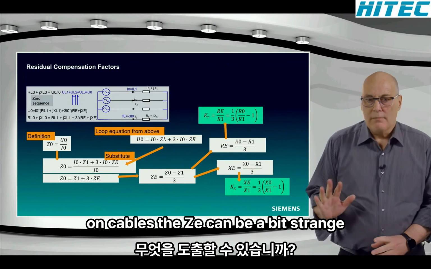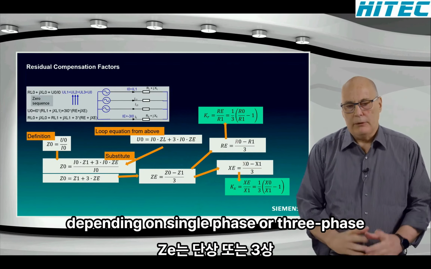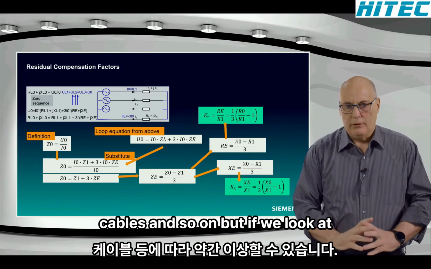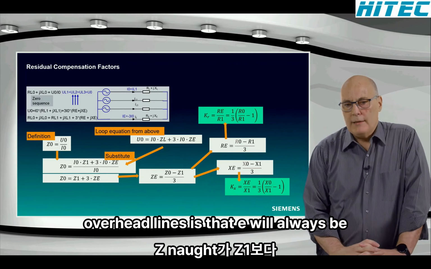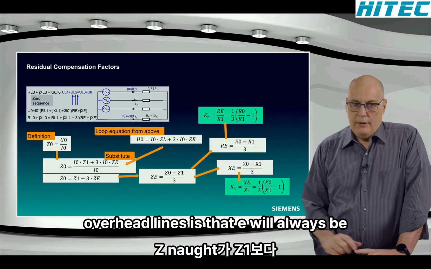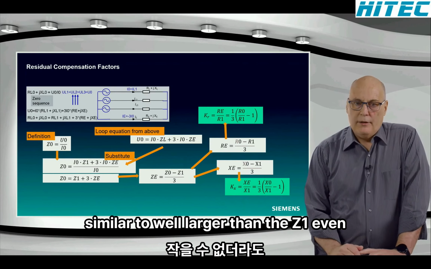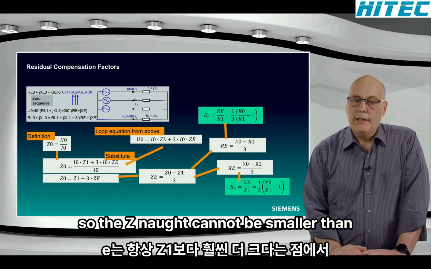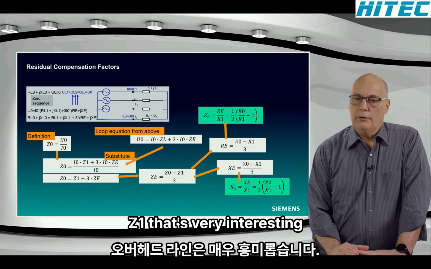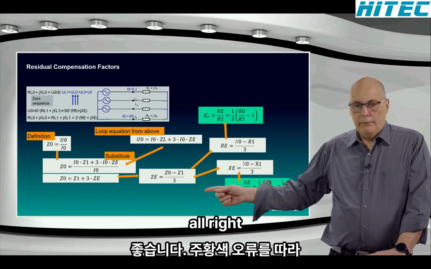On cables, the ZE can be a bit strange, depending on single phase or 3-phase cables and so on. But if we look at overhead lines, the ZE will always be similar to, well, larger than the Z1 even. So the Z naught cannot be smaller than Z1. That's very interesting. All right.